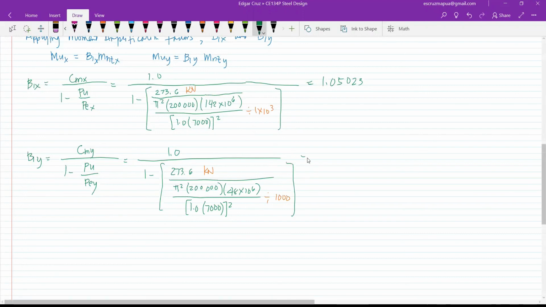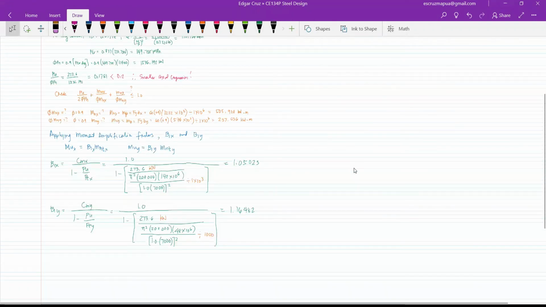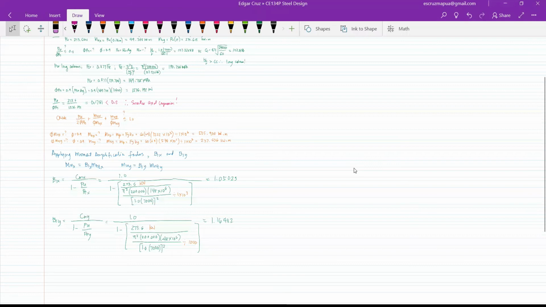Ayan, so that would give us B1Y equal to, ito medyo mas malaki ito. So 1.16482. So that means meron siyang 16% increase in moment due to P delta effect. So yan yung ibig sabihin niyan. Okay, so pagsasama-samahin na natin lahat sila.